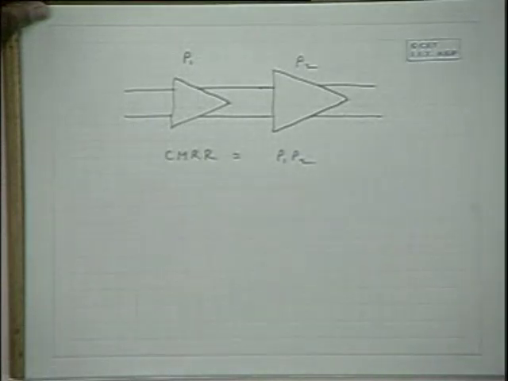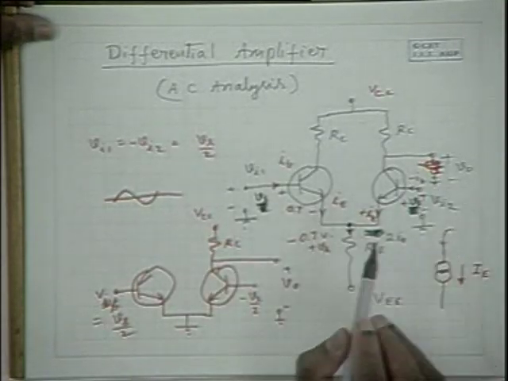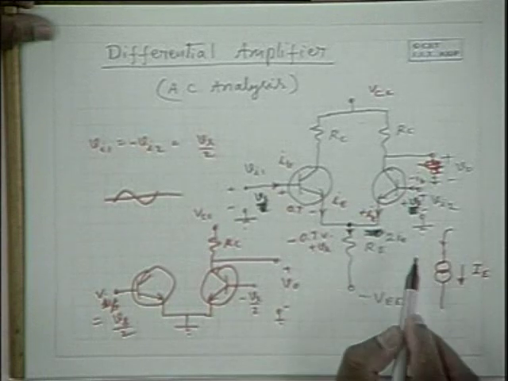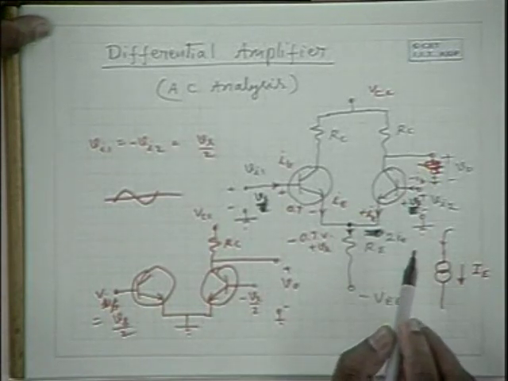When RE is 0, capital RE is 0, yes. No, we are not making RE equal to 0. Please note that here is a question: when RE is equal to 0, CMRR should be 0. How is it that we are getting high CMRR?